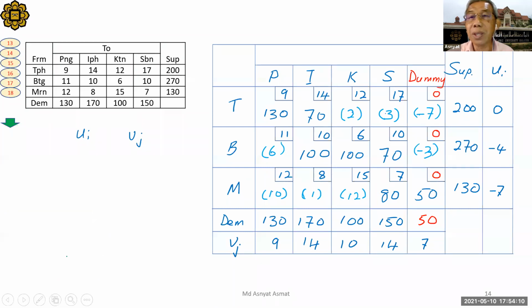Let's draw the closed path. Where should we start? -7. You start at the most negative improvement index. We start from here, -7. We are going to add some quantity, so let's put a plus sign first. Just now we did clockwise. Now can we try anti-clockwise? It is also okay.